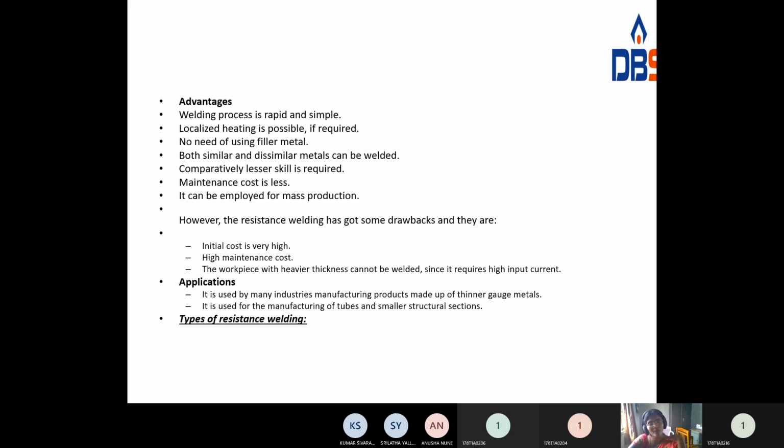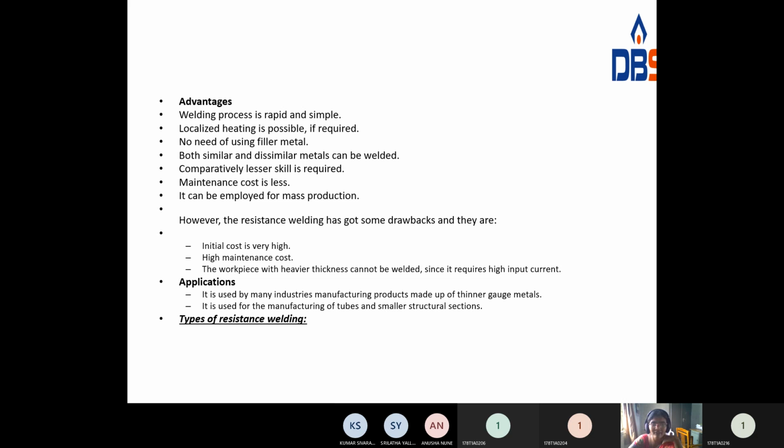Coming to the advantages: the welding process is rapid and simple. Localized heating is possible if required. There is no need of using filler material. Both similar and dissimilar metals can be welded.